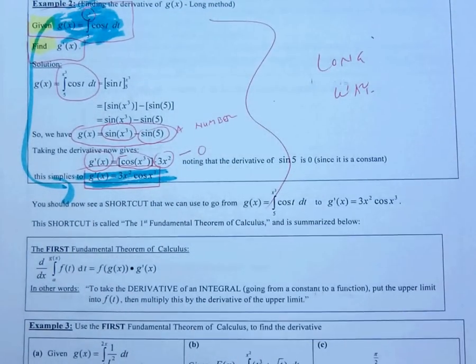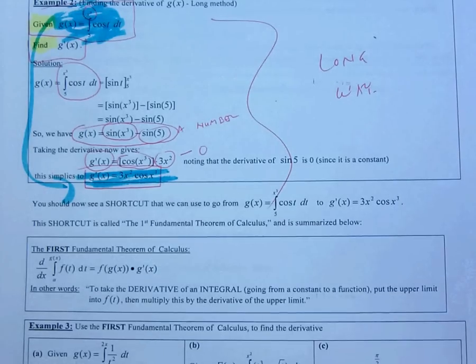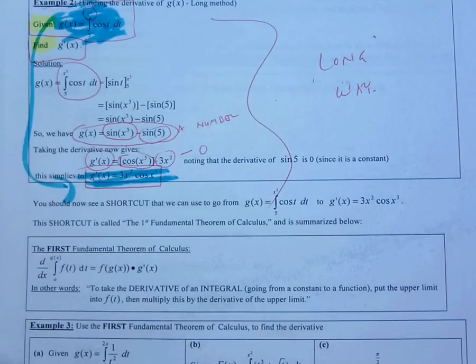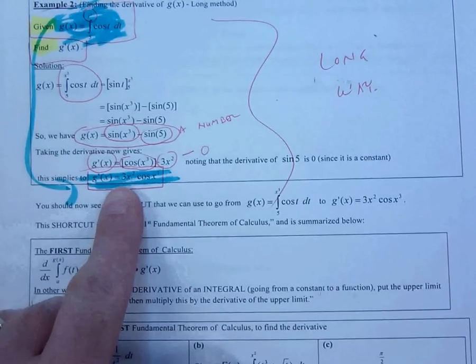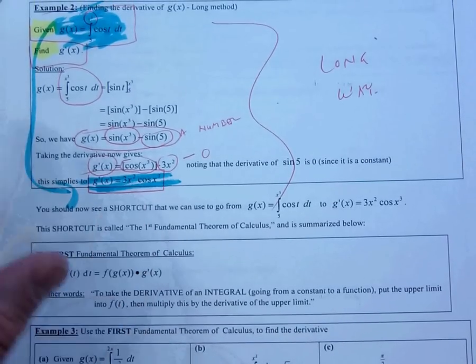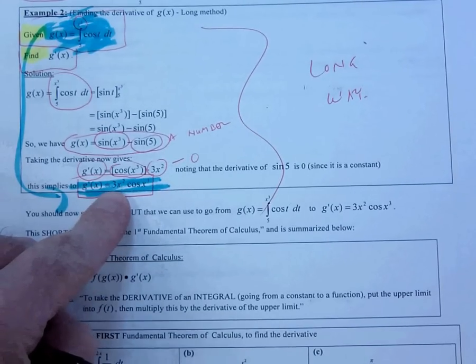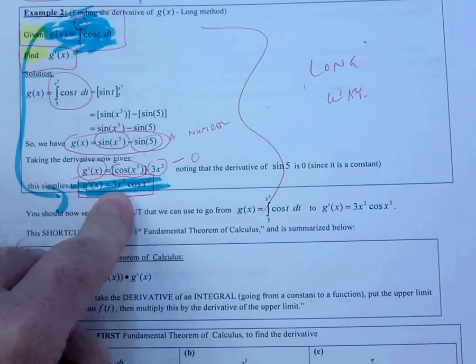Anybody see a shortcut that I could use to skip all these in-between steps? Anyone see a shortcut? Go ahead. Yes. You take the derivative of the upper limit, and you put it in front, right? And what else? In the function, cosine.